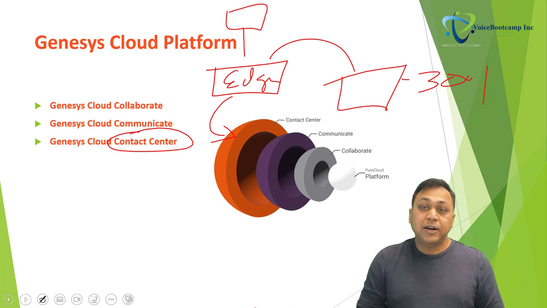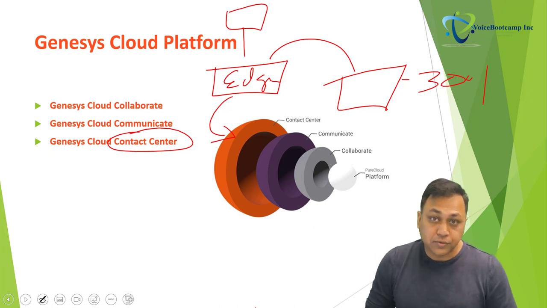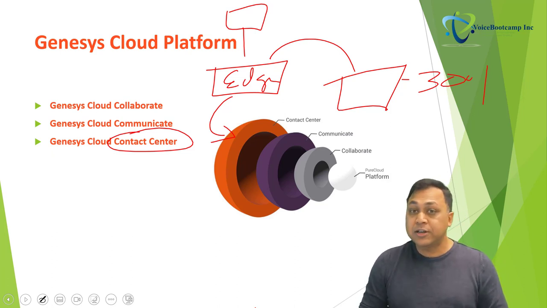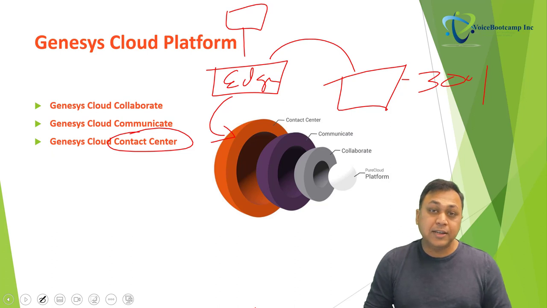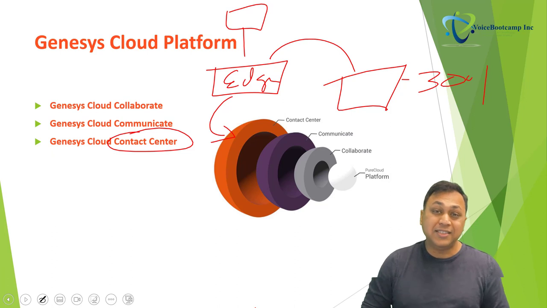Now, if an on-premise device can provide that feature, then that feature is known as remote survivability. The IVR, interactive voice response functionality, can also be provided by a built-in functionality of Genesys Cloud known as Architect, which allows you to create custom menus, IVR functionalities, and applications for your organization.